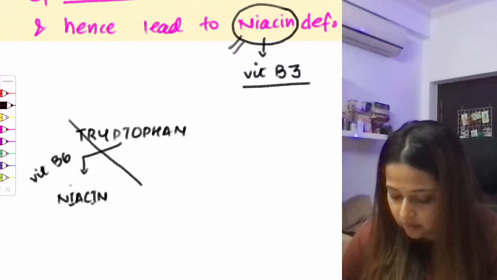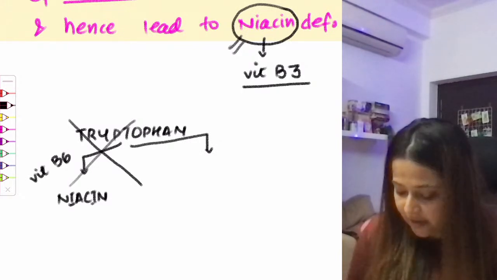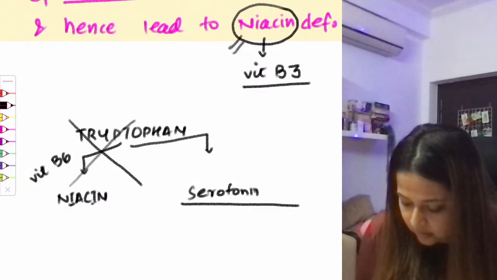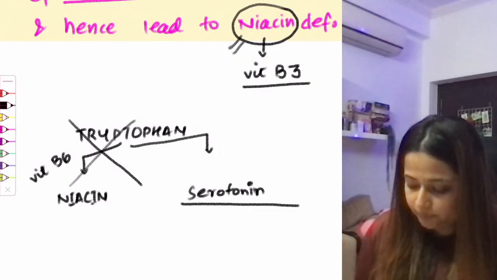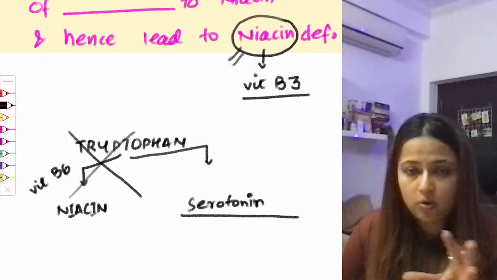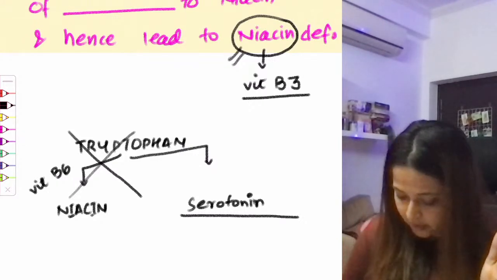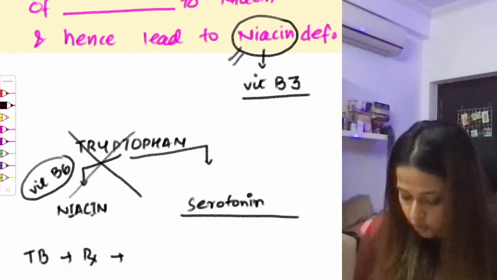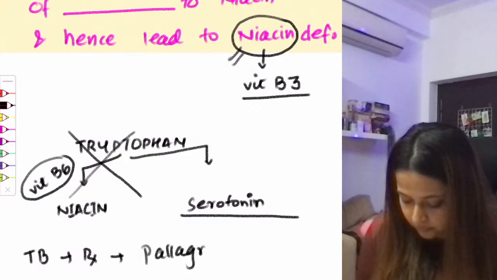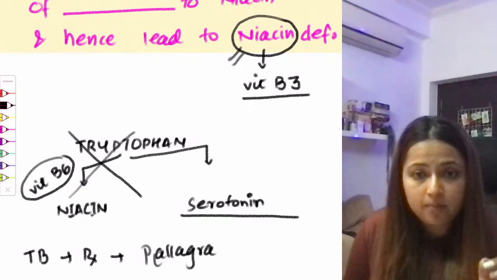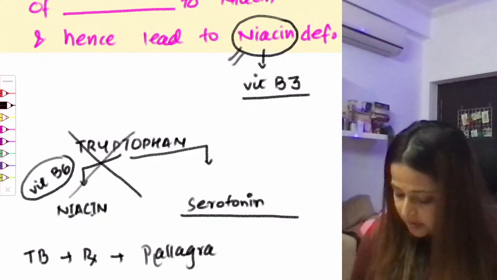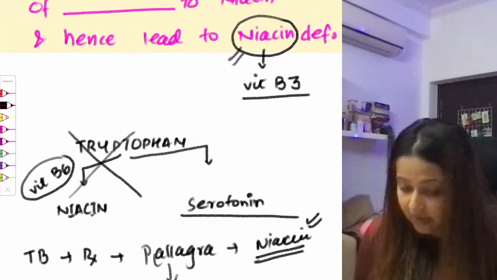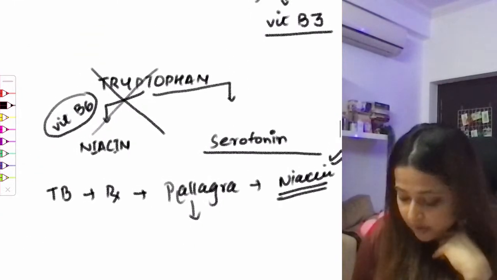Now, second question, tryptophan would also be converted to DASH here? The answer is serotonin. All right. Now, this reaction includes a lot of important concepts that I keep on repeating. They're very, very important. So, if someone is having tuberculosis and is on treatment, and the patient comes to you with signs and symptoms of pellagra. So what is pellagra? First of all, pellagra is the condition that arises due to the deficiency of vitamin B3 or niacin. What are the signs and symptoms of pellagra?